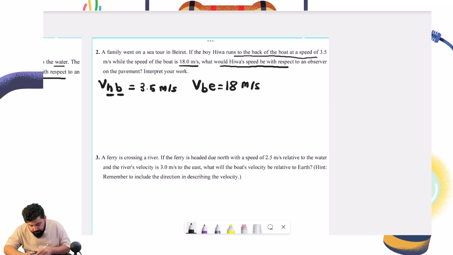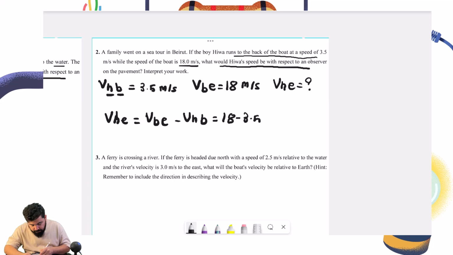What would Hiwa's speed be with respect to an observer? I told you, with respect to an observer, what is the velocity of Hiwa relative to Earth equal to? So the velocity of Hiwa is equal to 18, the velocity of the boat relative to Earth, subtracted by the velocity of Hiwa relative to the boat. So 18 minus 3.5, you get 14.5 meters per second.